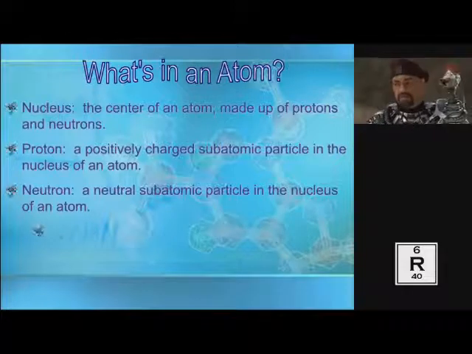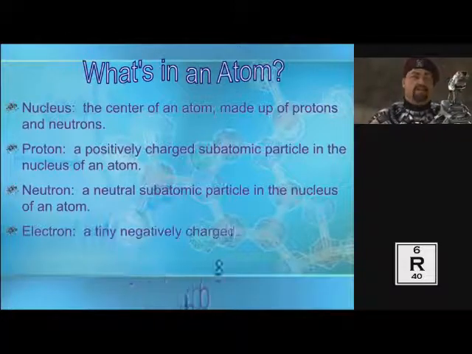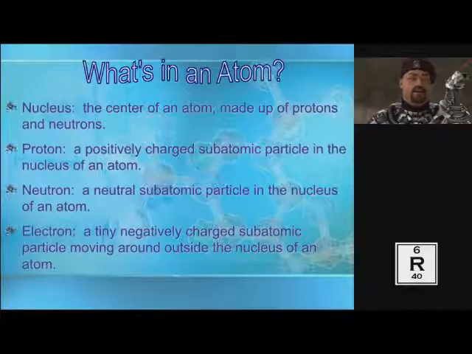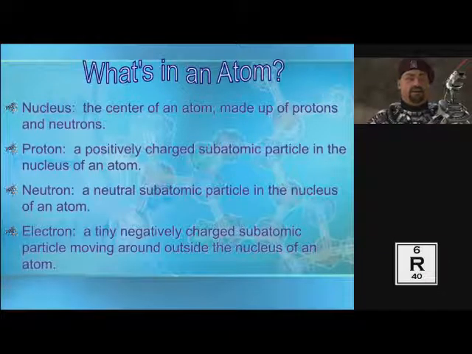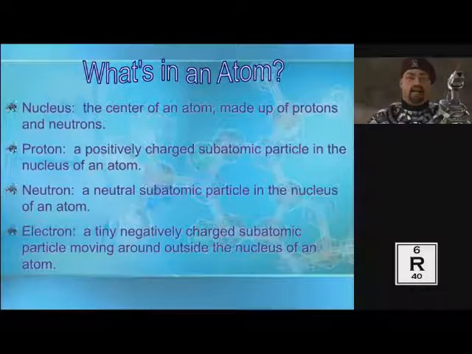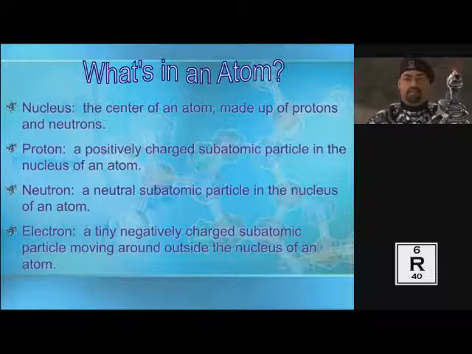The third subatomic particle is electrons. Electrons are tiny negatively charged subatomic particles that are moving outside of the nucleus of the atom. So these guys are very small, they're moving around, they're not stationary, and they have negative charge.